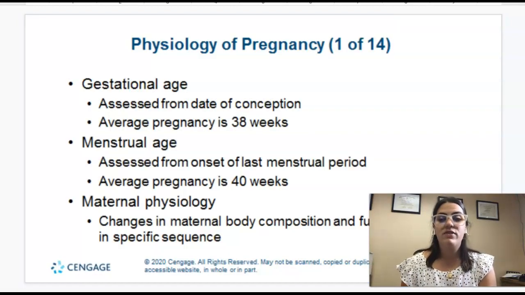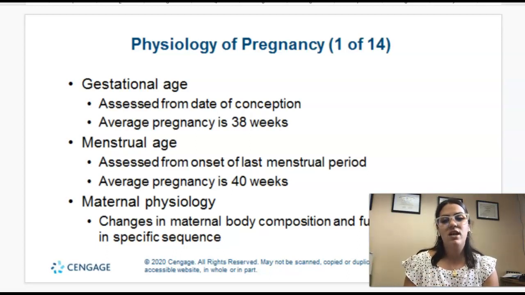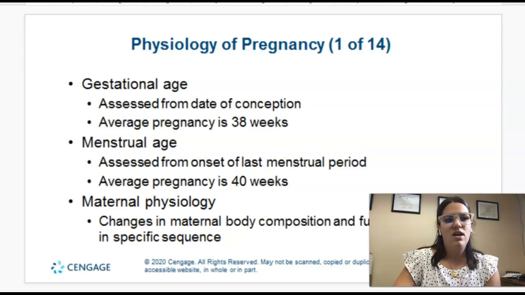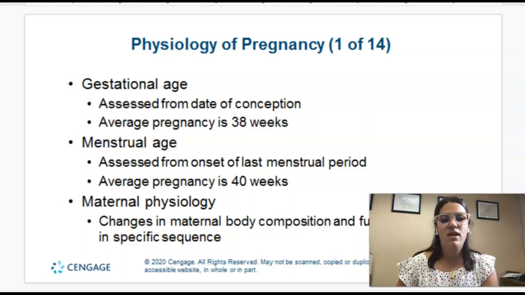So what the difference is here is that gestational age is assessed from the date of conception. So when ovulation occurs and the egg is fertilized, that would be conception. Or we can measure the beginning of pregnancy by menstrual age, which would look at the beginning of the last menstrual period that the woman experienced. Most doctors are looking at the menstrual age, and that's why the average pregnancy is about 40 weeks.